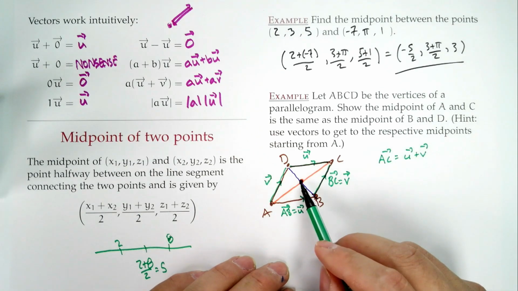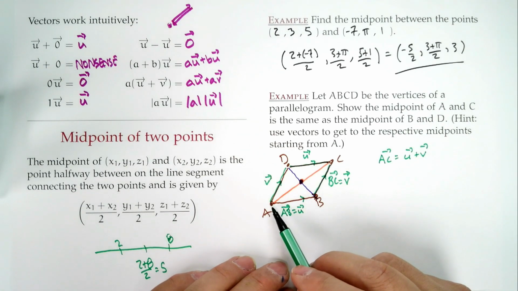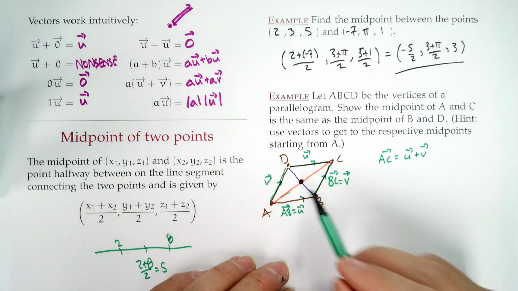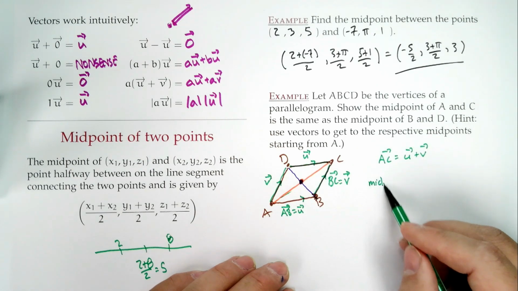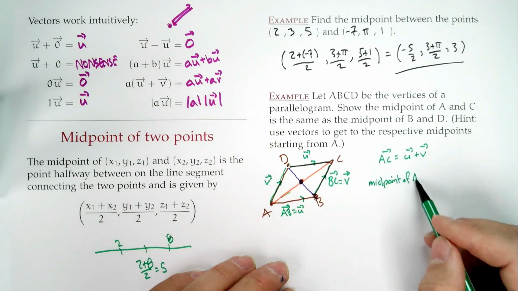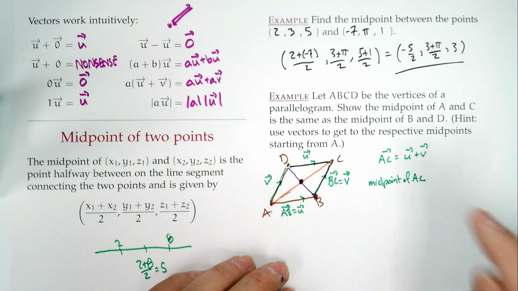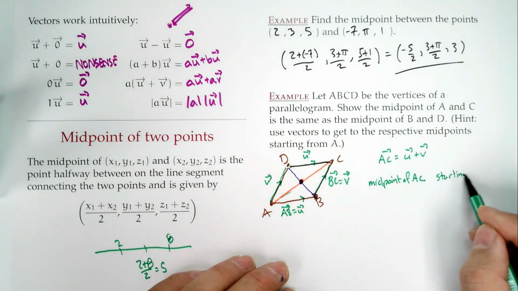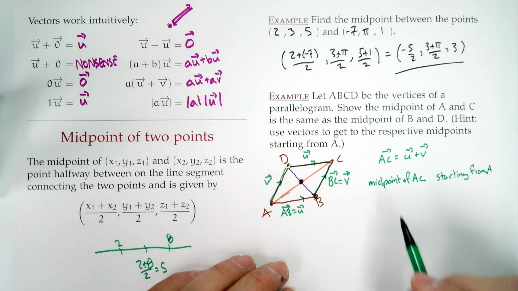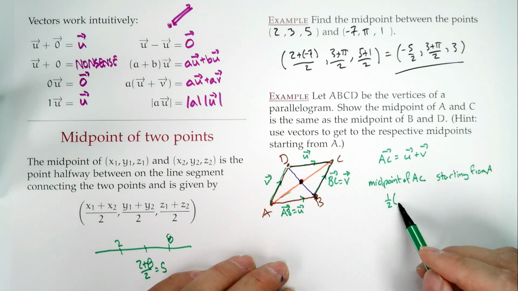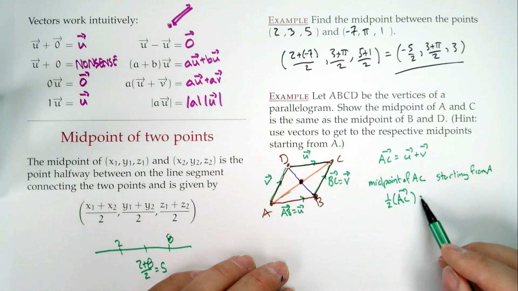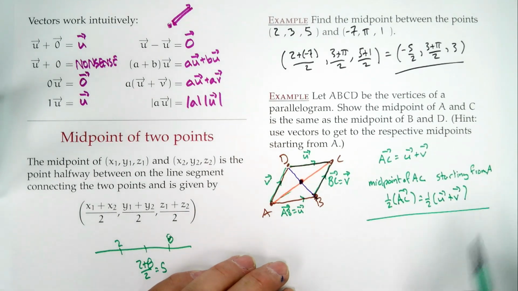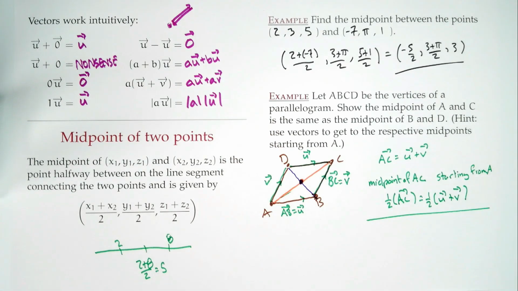Now, suppose I want to get to that midpoint, and I start at A. Instead of going from A to C, I'm going to go halfway from A to C. So the midpoint of AC, that line segment, starting from A, because remember, we want to say how do we get to it, we go 1/2 AC, or if you like, that's 1/2 of U plus V. All right, so that's how we get to the midpoint of AC. Well, that's not so bad.